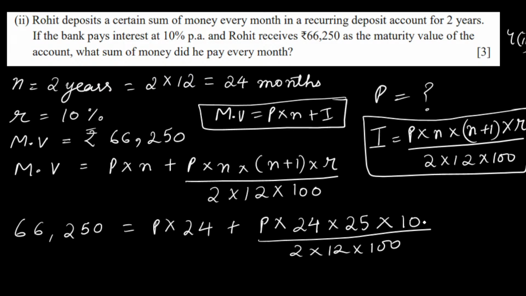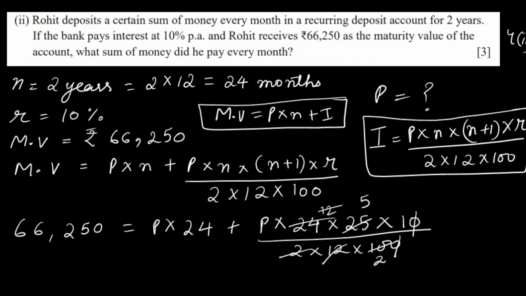So we can do cancellation if possible. 10 and 10 will get cancelled here. 2 into 12 into 24. So 12 and 12 also will get cancelled. Other than that, no cancellation possible. So here we can do 5 and 10. 5 into 5 is 25. 5 into 2.